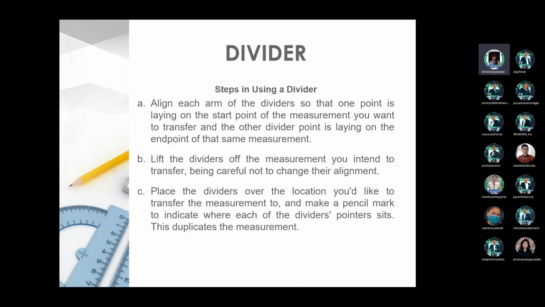Step 1 is align each arm of the divider so that one point is laying on the start point of the measurement you want to transfer and the other divider point is laying on the end point of the same measurement.